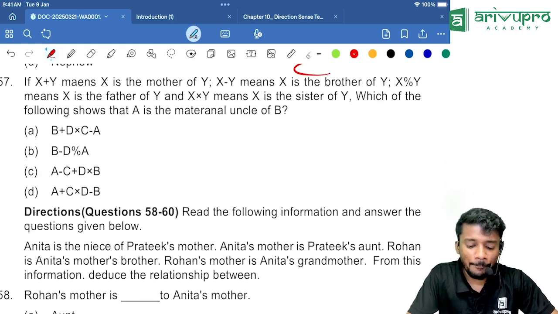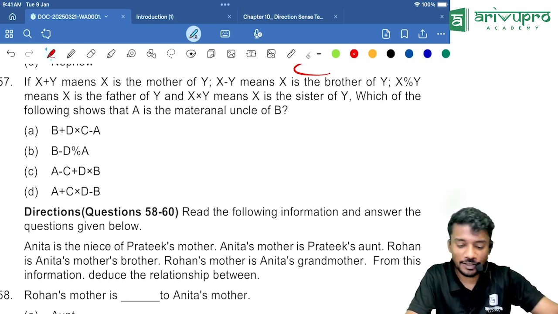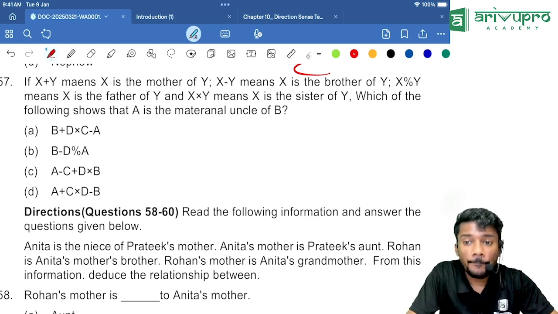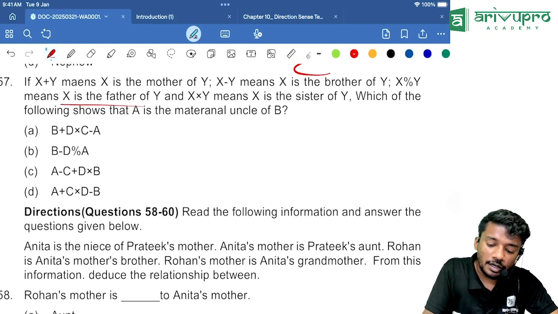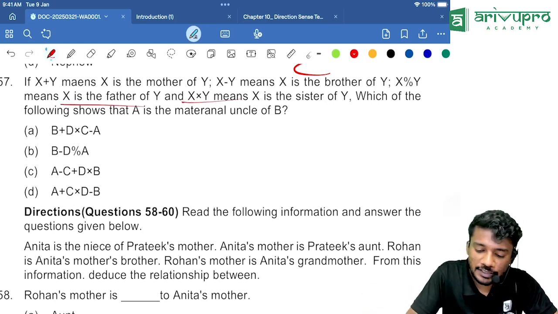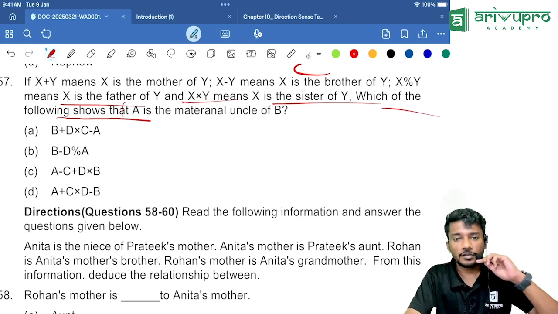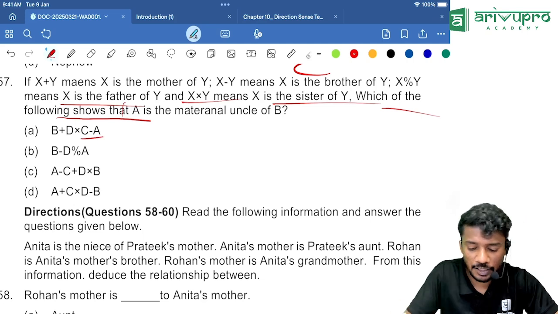X plus Y means X is the mother of Y. X minus Y means X is the brother of Y. X percentage Y means X is the father of Y. X into Y means X is the sister of Y. Which of the following shows that A is the maternal uncle of B? Try one by one. Take option A. B. C minus A means what?